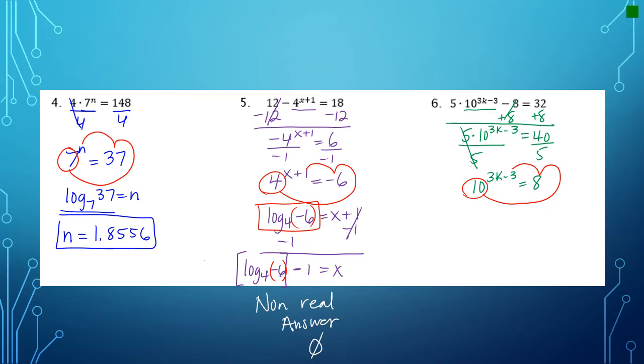Remember, anytime you have log base 10, that's the common logarithm, so I don't have to write the 10. I can just write log of 8 equals 3k minus 3. Now we're going to figure out what the log of 8 is. If you put that in your calculator using the common log button, you get 0.9031, and that equals 3k minus 3. Now I'm going to add 3 to both sides, and that gives me 3.9031. And now I have to divide everything by 3. So my answer turns out to be 1.3010.